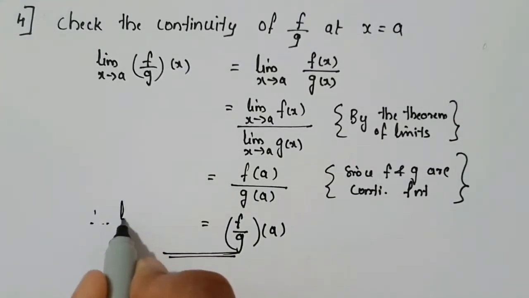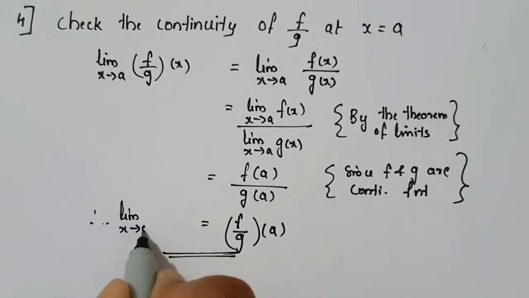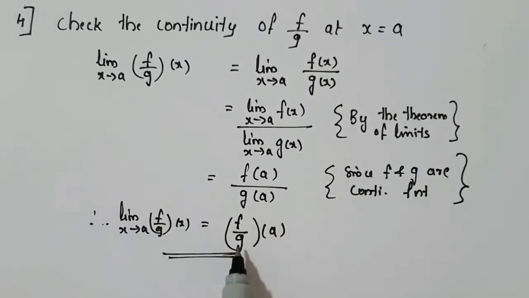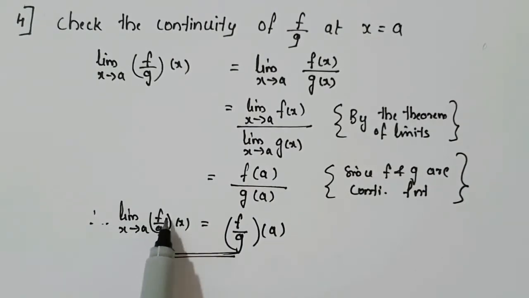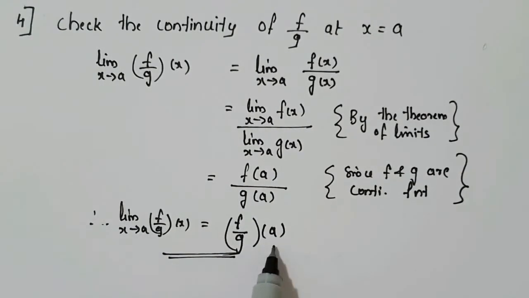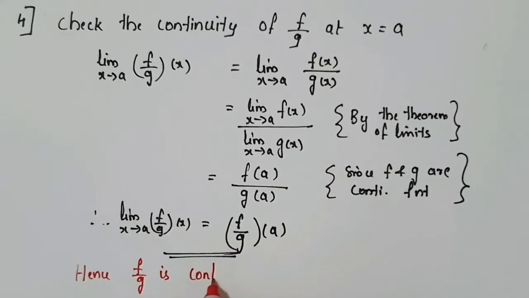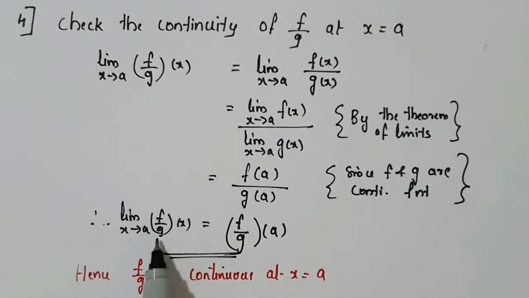Therefore, limit x tends to a (f by g) of x is equal to (f by g) of a. The limit of the function is equal to the value of the function at that point. Hence, f by g is continuous at x is equal to a. Hence, we prove that the quotient of two continuous functions is continuous at x is equal to a.